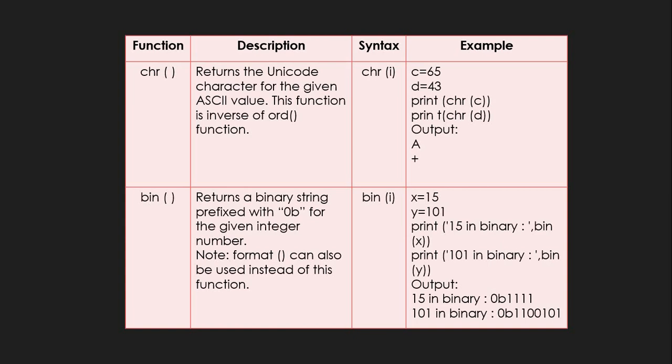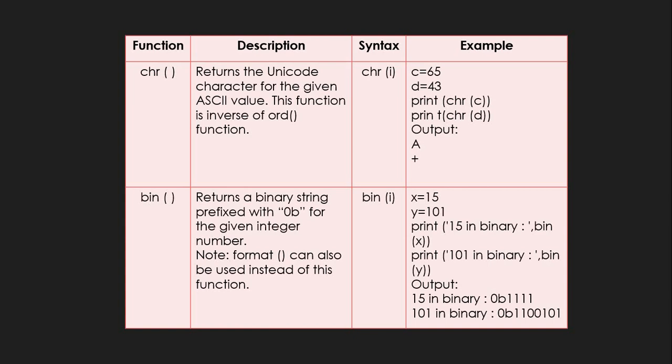Next comes the bin function. This is a binary function which returns a binary string prefixed with 0b for a given integer. Instead of this bin function, you can also use the format function, which we will be learning as we go further up. And what is the syntax of the bin function? Bin within brackets the variable.